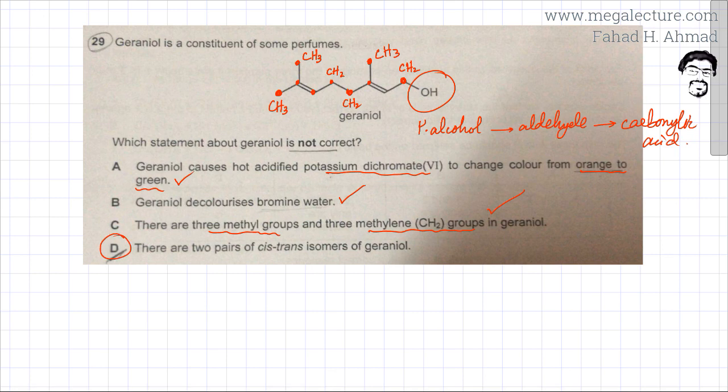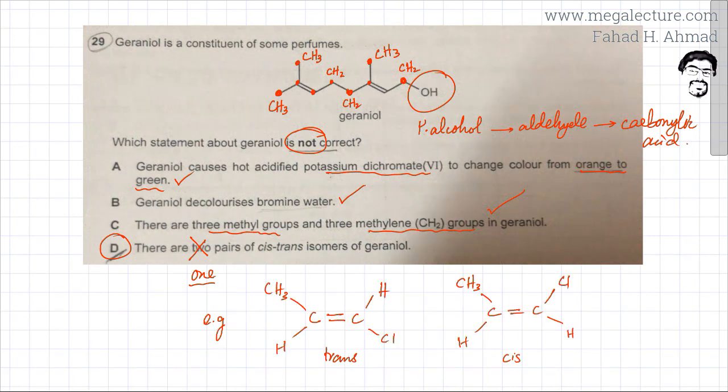The statement is that there are 2 pairs of cis-trans isomers of geraniol. Now there are not 2 pairs. There's actually going to be just 1 pair of cis-trans isomers. So this statement is not correct. So this is going to be the correct answer. The reason why there's only going to be just 1 pair is because for cis and trans or geometric isomerism to occur, 2 different groups must be bonded to the carbon atoms in the double bond.